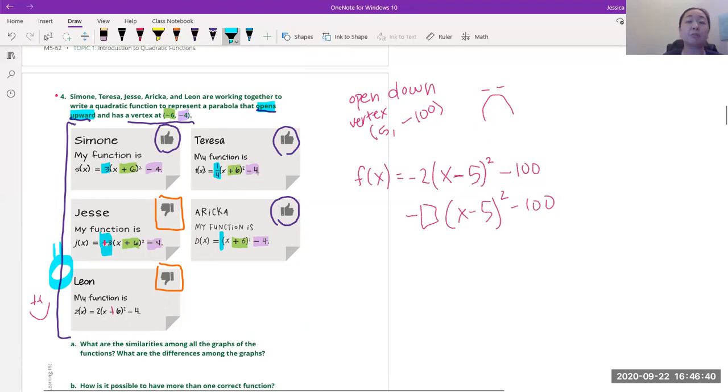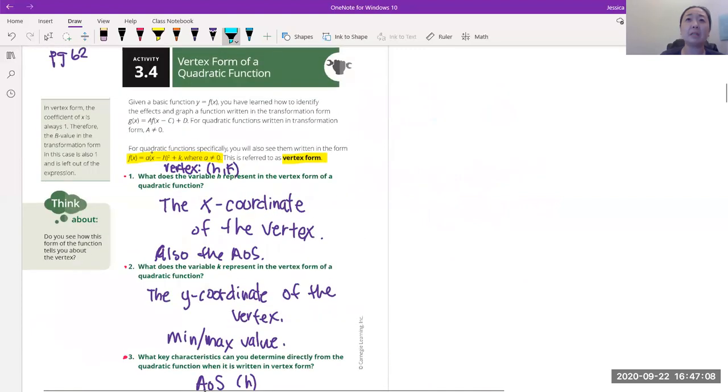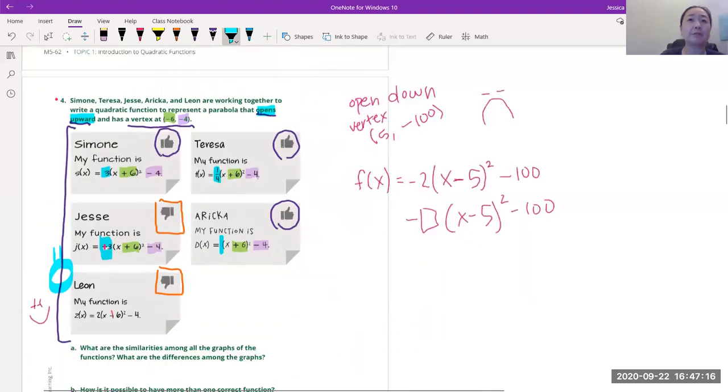And you notice for Simone, Teresa, and Erica, they all did that. It's all positive. And also for Jesse, so that was the thing that was wrong with Jesse's, that it was a negative instead of a positive. Because if it's negative, it's going to open down. Okay, and when I say it, I mean the negative a. Also, for the vertex, if you notice right here, this is going to be -6. So notice right here, it says +6. So I don't know if you looked up here. Notice, remember right here, it is x minus h, which means it's supposed to be a minus, just like our factored form. So it's very similar to that.